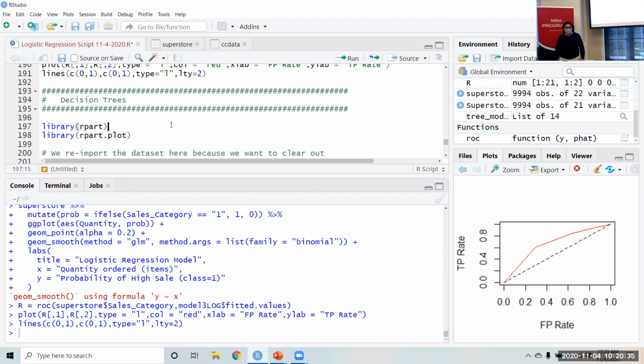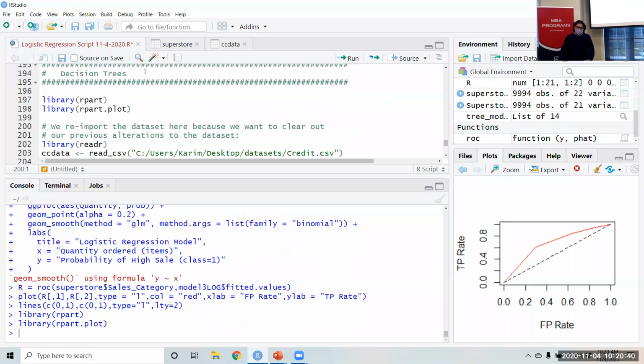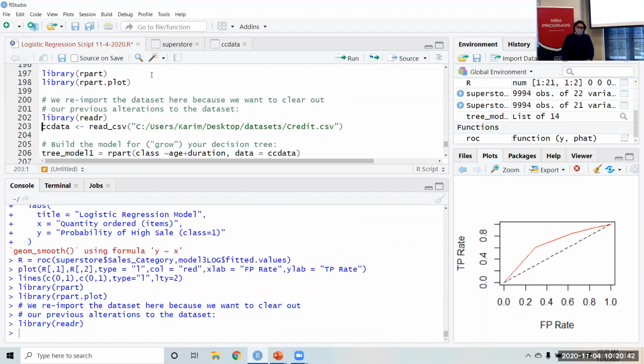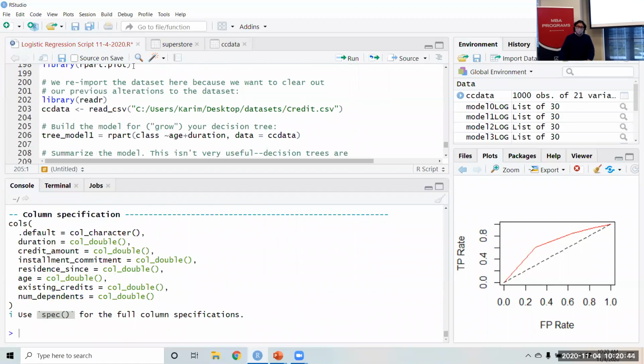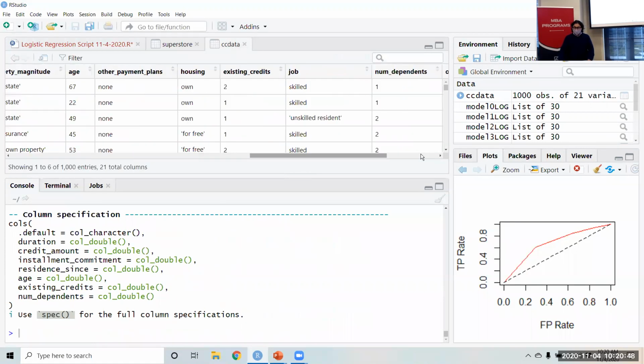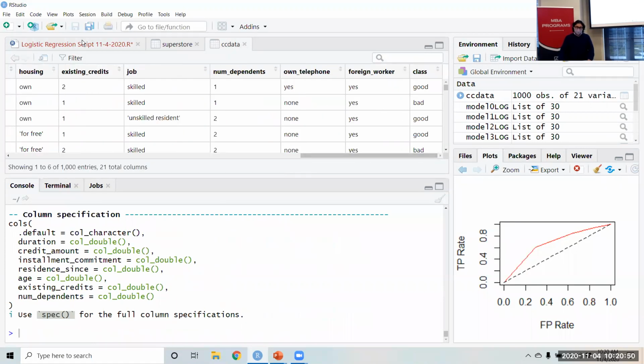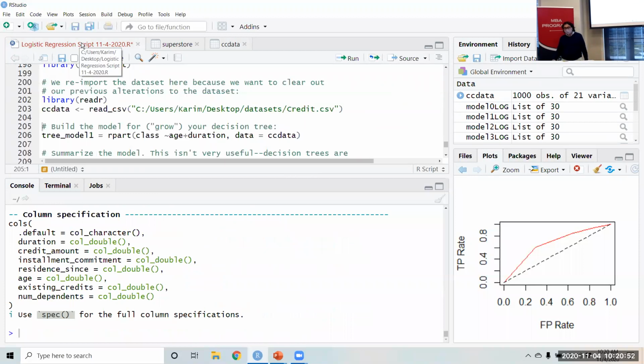We'll use the packages rpart and rpart.plot. And so we'll use CC data. And I'm going to re-import it because we want to clear out any previous alterations to the data set. So we'll just use class good or bad, right? Because that's more descriptive than ones and zeros when we actually build our model.